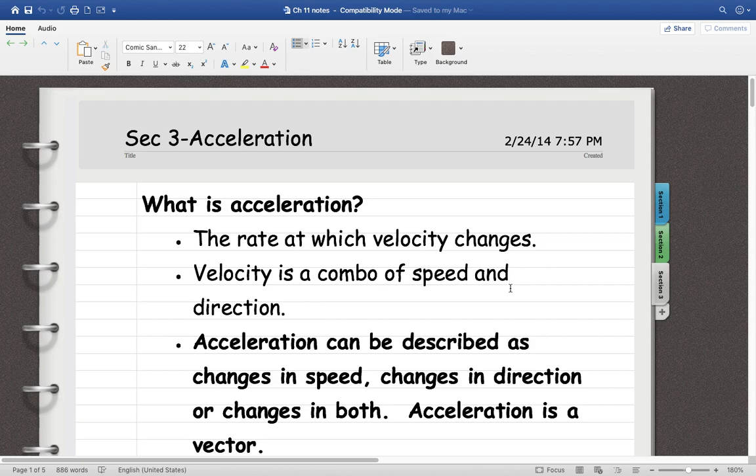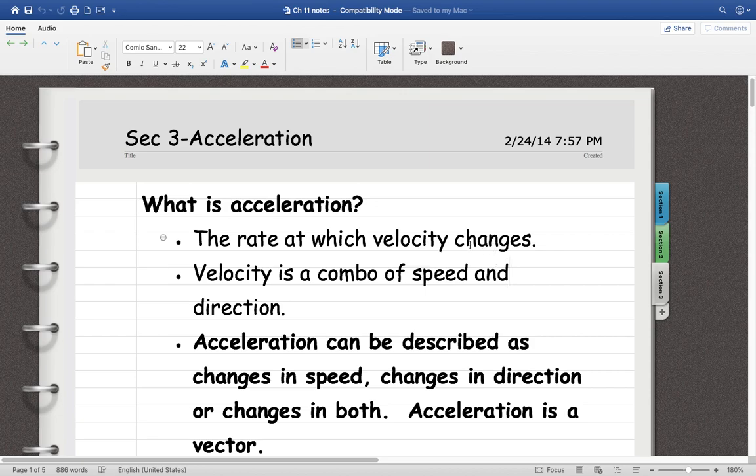So this is section 3, acceleration. I'm going to go over everything, what it is, and then tomorrow I will give you another video on how to do the math. This one's just one more step up, so it's not going to be hard either. All right, so this one's about acceleration.